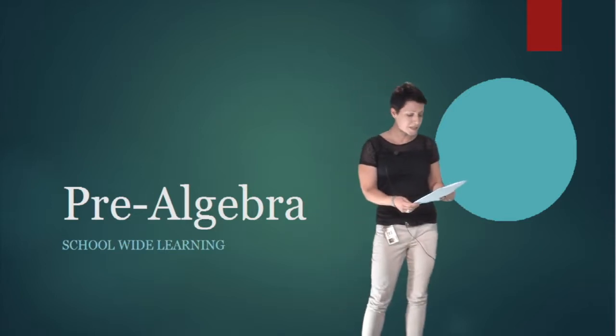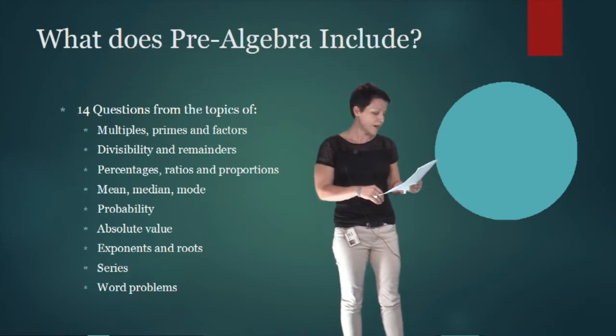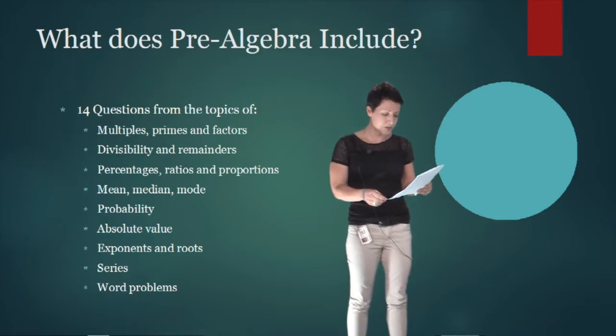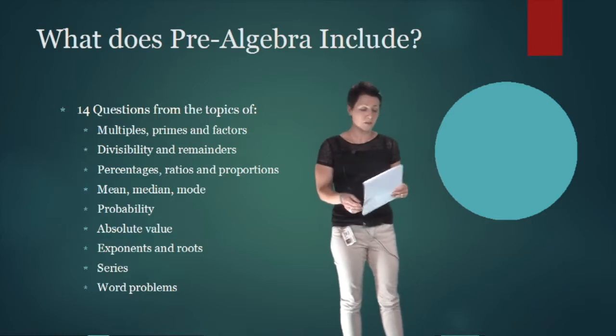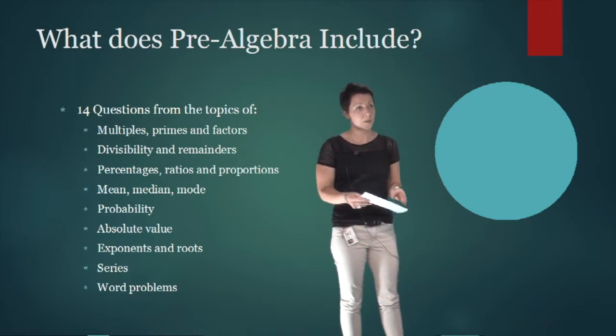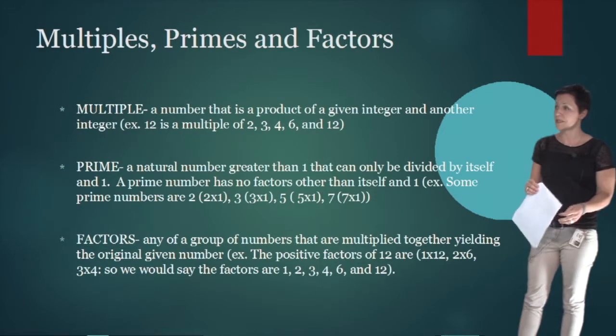And some of the topics that you're going to see on pre-algebra will be things like multiples, prime numbers, and factors, divisibility and remainders, percentages, ratios, and proportions, mean, median, and mode, probability, absolute value, exponents and roots, series, and then some word problems. So the first thing we're going to look at would be multiples, primes, and factors.